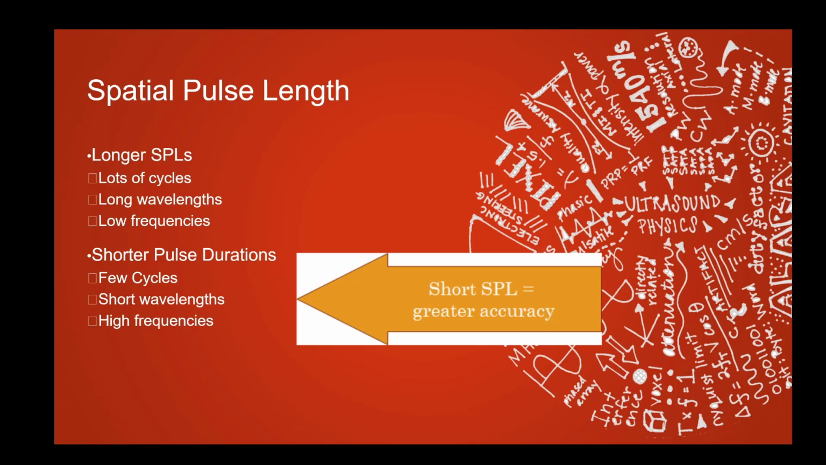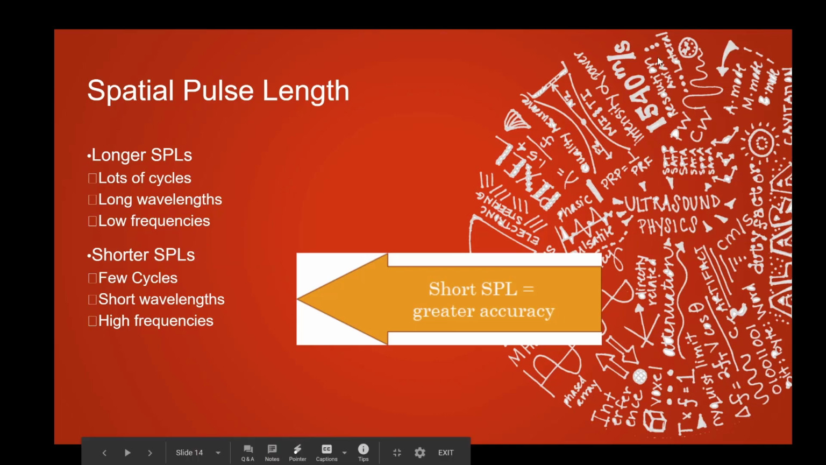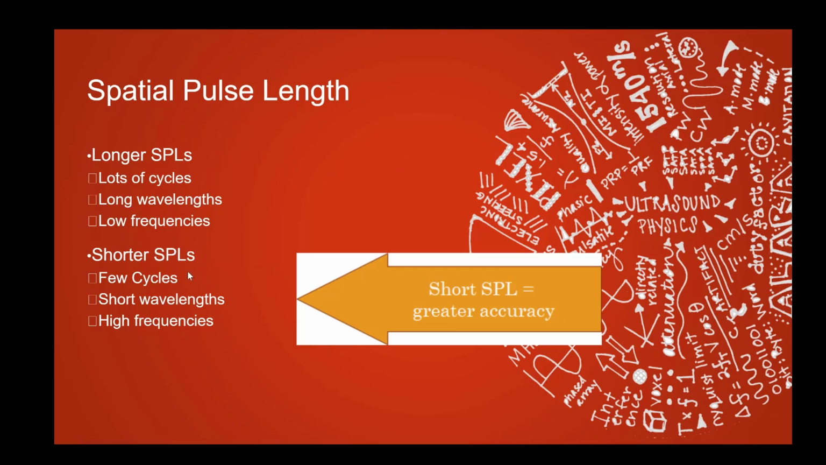And then just like we saw with pulse duration, there are a few considerations. We have lots of cycles, longer wavelength, and low frequencies. We're going to see longer SPLs. It's going to take more space to create these pulses. And then when we have shorter SPLs, we have fewer cycles, shorter wavelength, and higher frequencies. And just like with a short pulse duration, a short spatial pulse length gives us better accuracy.